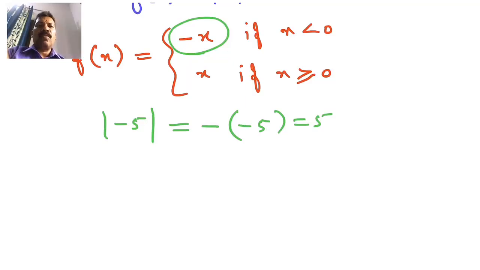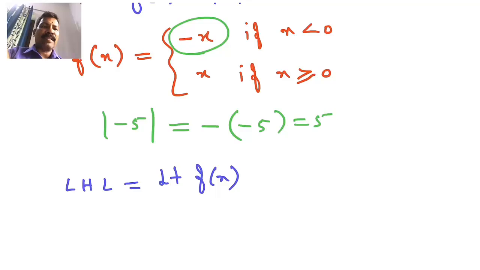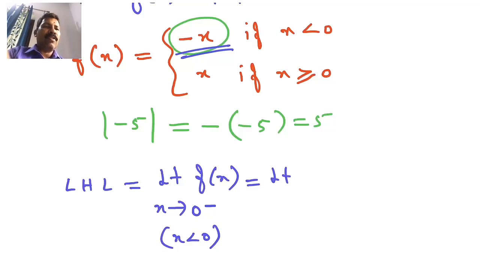And now we are going to find the left hand limit, that is LHL, equal to limit of f of x as x tends to 0 minus. When x is tending to 0, taking values less than 0, x is a negative number, x less than 0. So what will happen to f of x then? Then f of x is negative x. So limit of negative x as x tends to 0 minus is equal to 0. So left hand limit is 0.